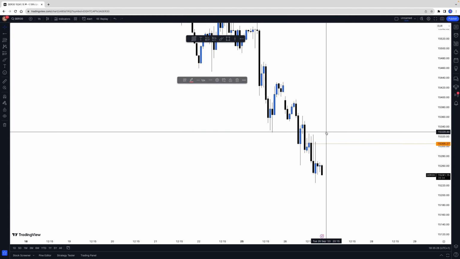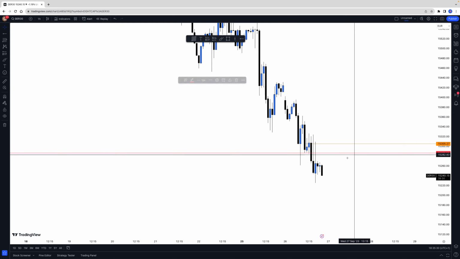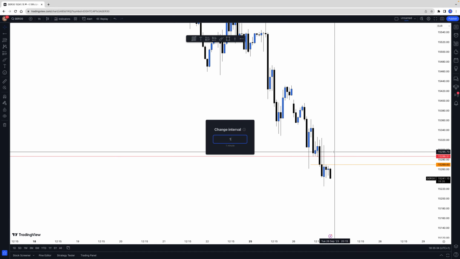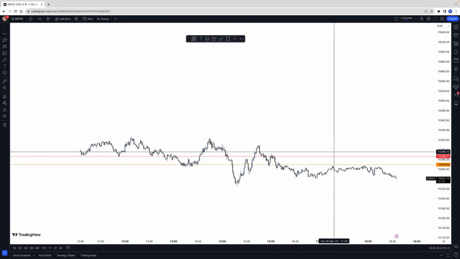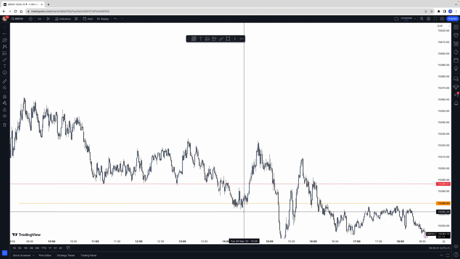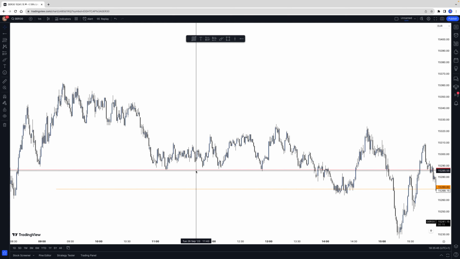On the hourly, you could say we broke structure to the downside right here. And let's say we were looking at price on the 1 minute. Let's say we were just looking for a 1 minute breaker structure. So we would have a candle closed somewhere like around here.